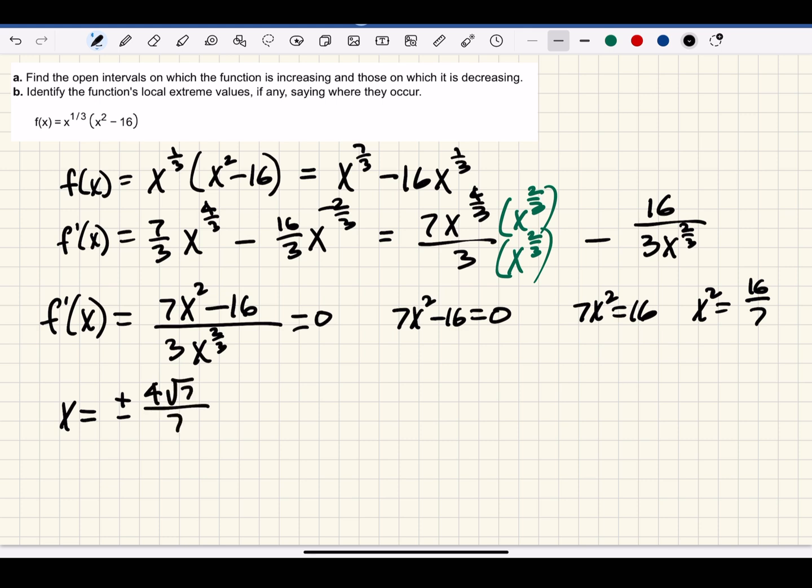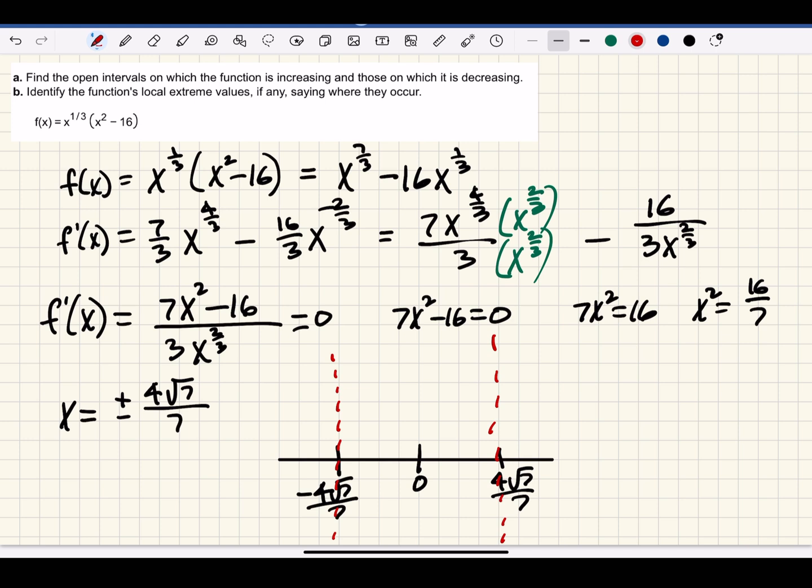Now let's look at a number line. We'll put 0 here in the center, and then out here to the left, we'll have a point where x is minus 4 times the square root of 7 over 7, and then a point to the right where the x-coordinate is 4 times the square root of 7 over 7. Now, in order to determine where the function is increasing and decreasing, we would need to find where the first derivative is positive and where it's negative. We are using these values of x because they are the points where the first derivative is equal to 0.